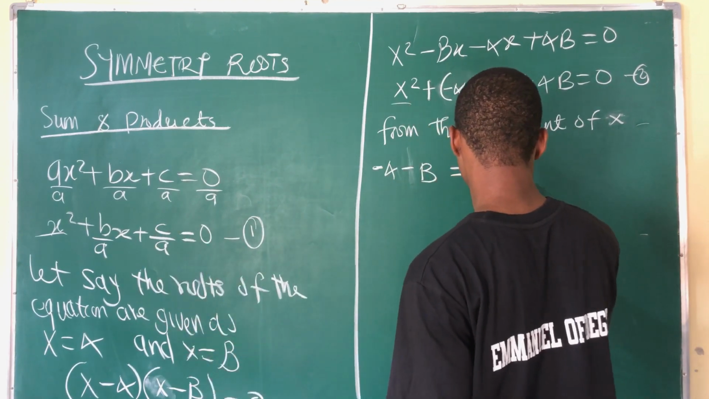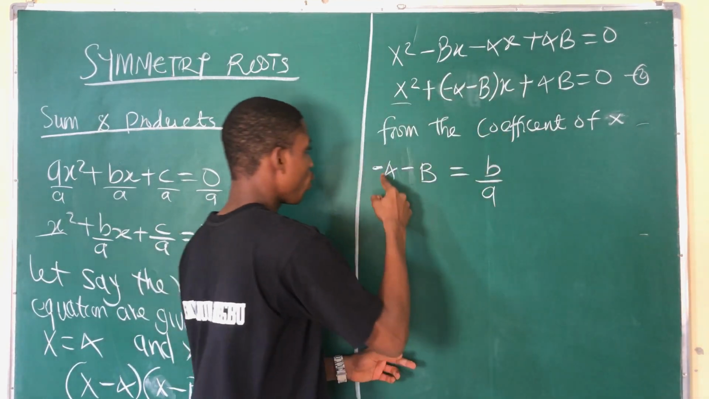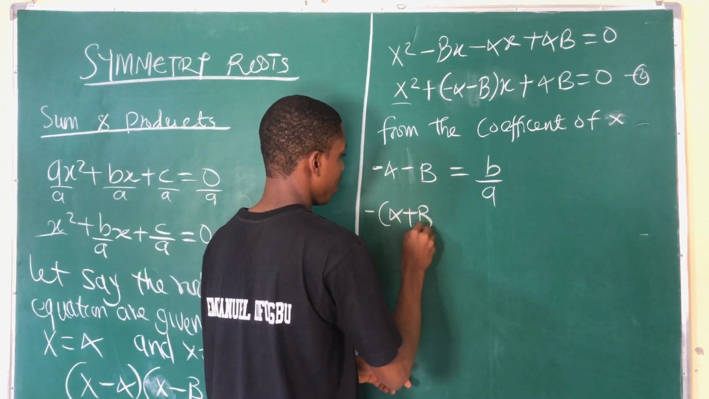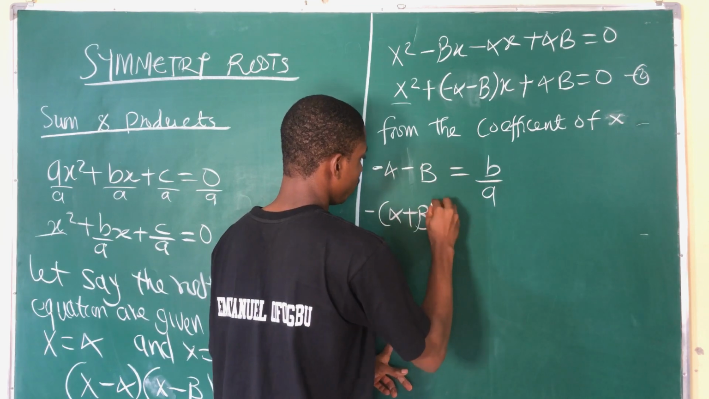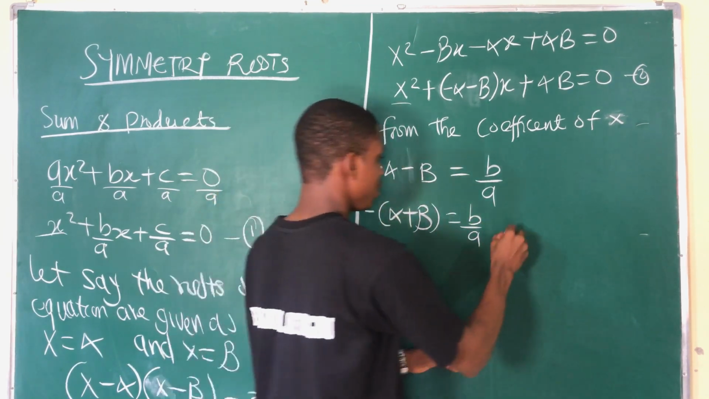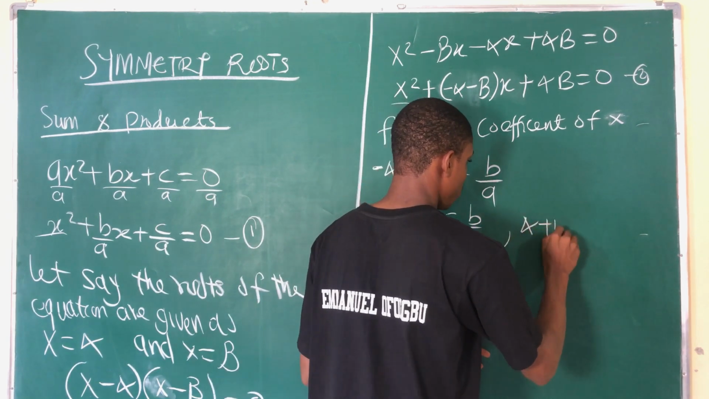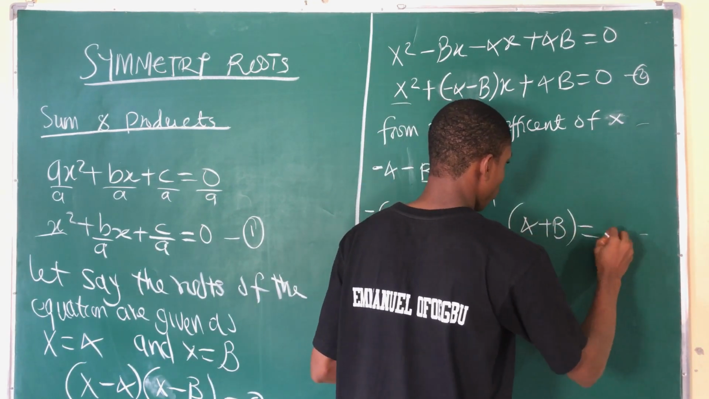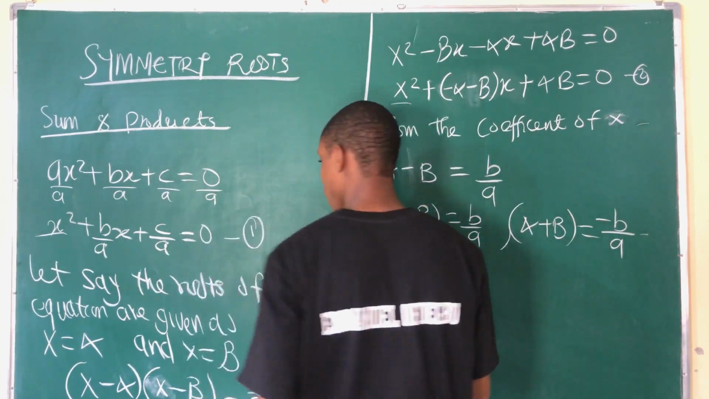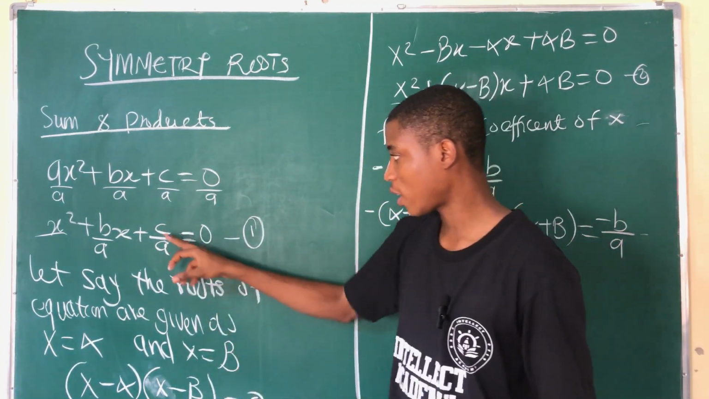Therefore, we factor out the negative, and we have negative (alpha plus beta) is equal to b over a. You multiply both sides by negative, and we see that alpha plus beta is equal to negative b over a. Then now let's compare the constant, c over a.